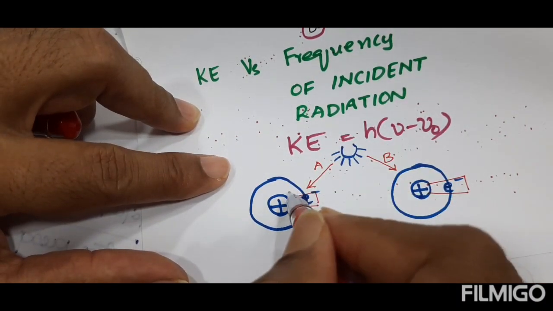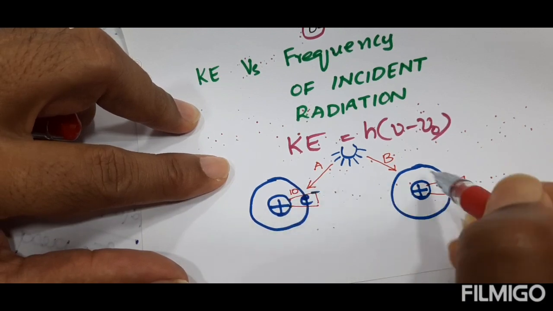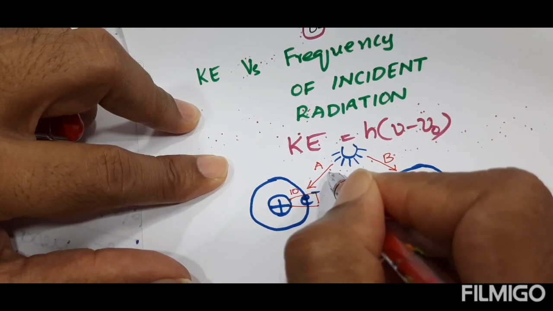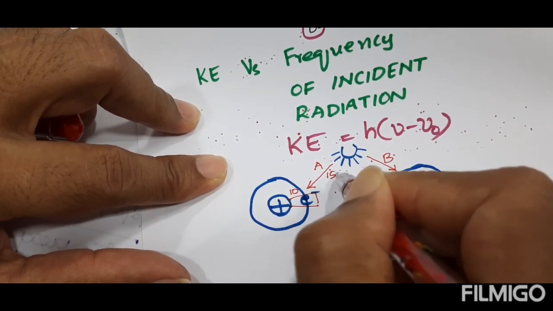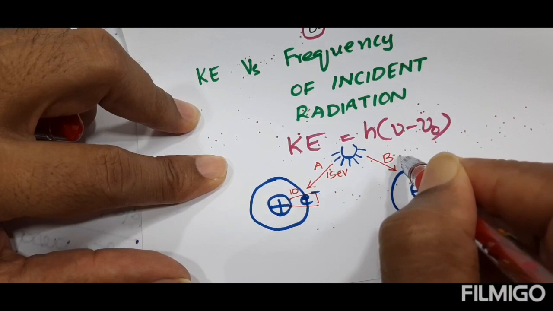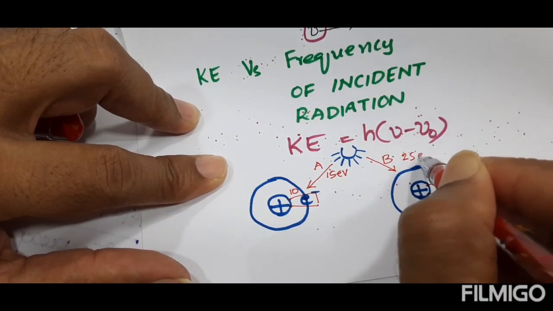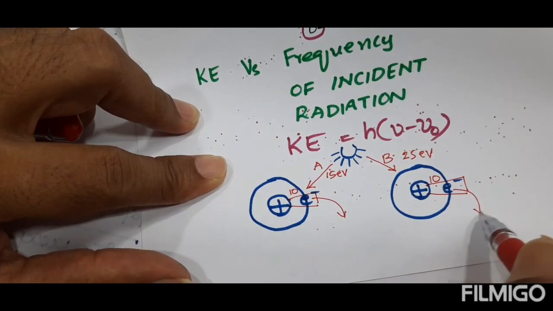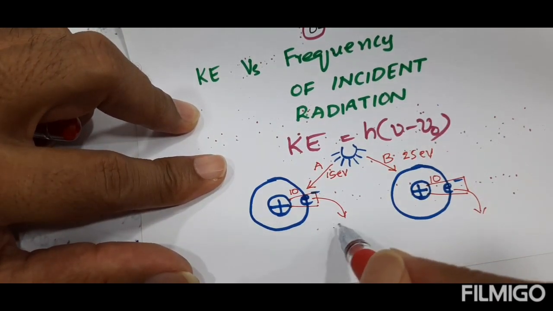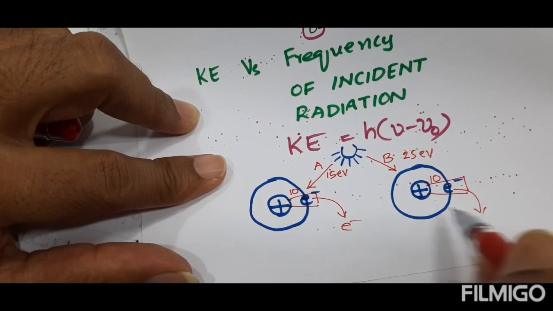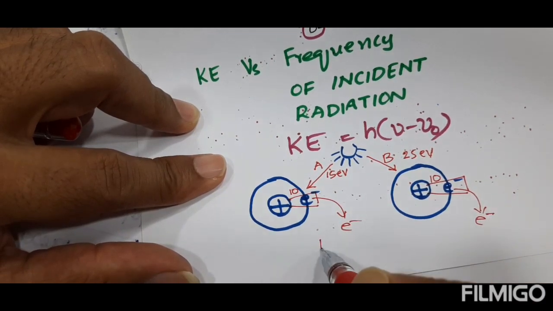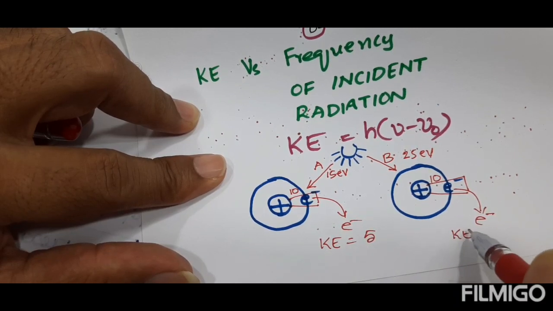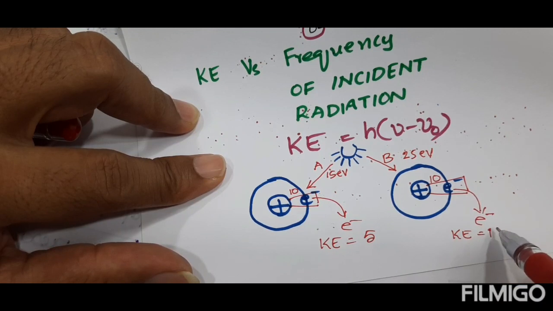For the sake of convenience, I am taking 10 electron volts. Here also 10 electron volts. This A radiation has energy of 15 electron volts. Here radiation B has 25 electron volts. Suppose here an electron is ejected out, and here an electron is ejected out. This ejected electron is called a photoelectron. It has a kinetic energy of 5 here, and a kinetic energy of 15 here.